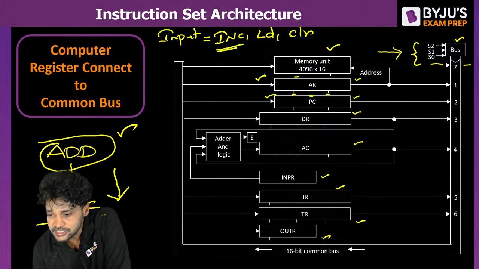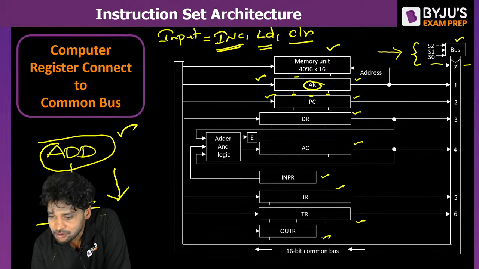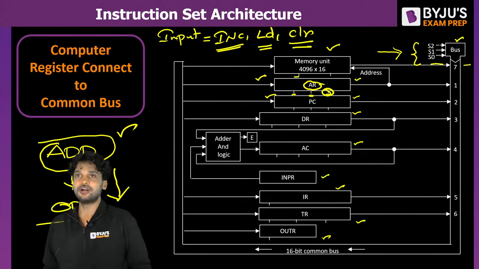If INC gets enabled, the contents of the register will get incremented. When load gets enabled, the contents will get transferred to the specific register. The register which is enabled with the load input is going to get the data from the bus system. Clear means, whenever the clear input gets enabled, the current register contents will be cleared. I hope you got the point.